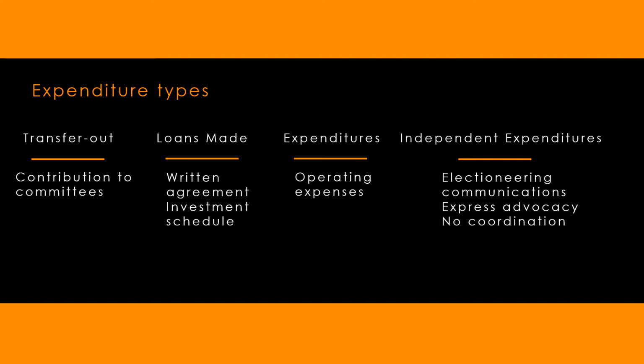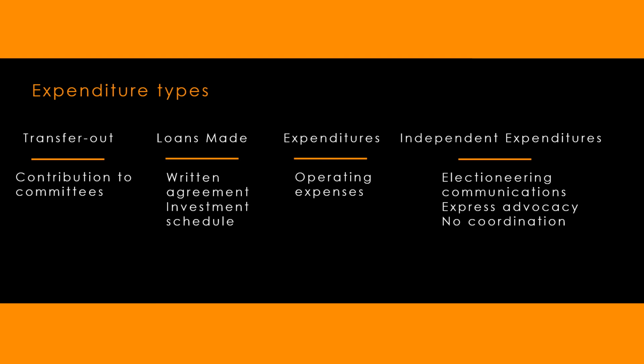The next type of expenditure is loans made. Loans made are rare. The loans made must be in furtherance of the committee's activity and should have a written agreement between the committee and the entity receiving the loan. Loans made will be reflected on a quarterly report both in the expenditure section under loans made as well as on an investment schedule until the loan is repaid or forgiven.